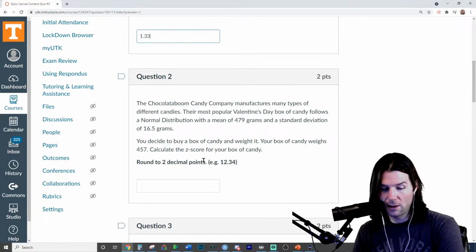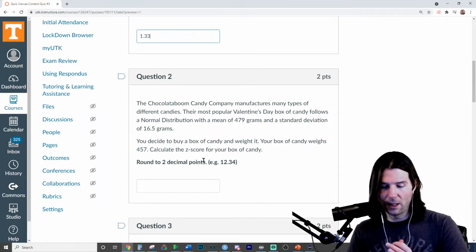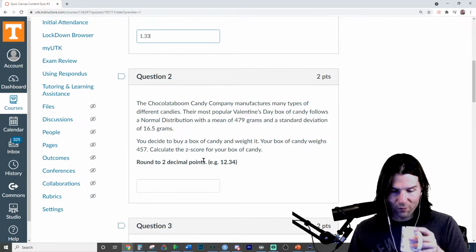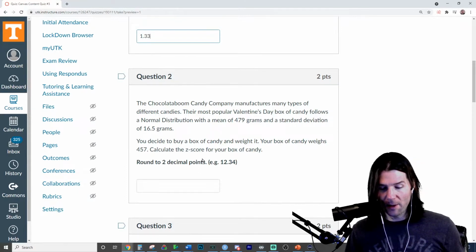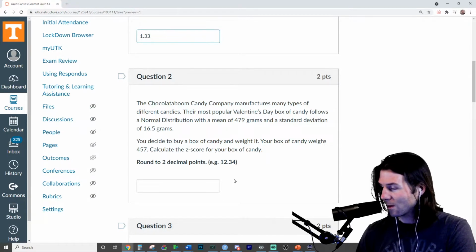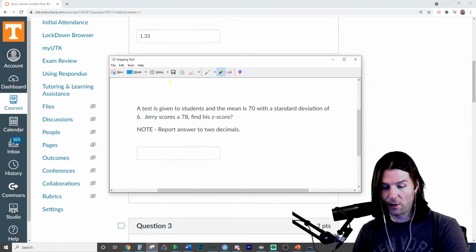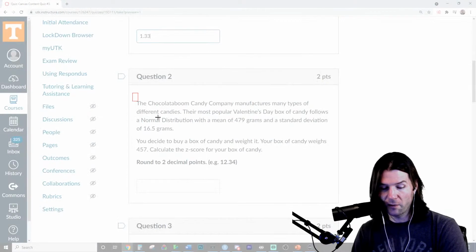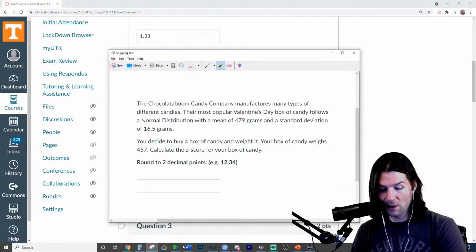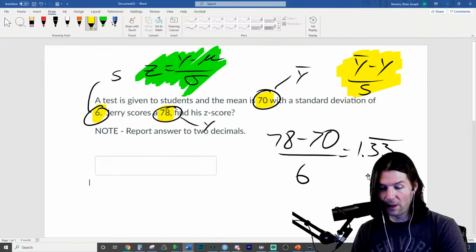The Chocolate Bomb Candy Company manufactures many different types of candies. Cool. Their most popular Valentine's Day box follows a normal distribution, normally distributed. The z-score can be 0. The z-score can be 0 when the observation is the mean. Great question right there, Layla. The z-score can be 0 when the observation is the mean.